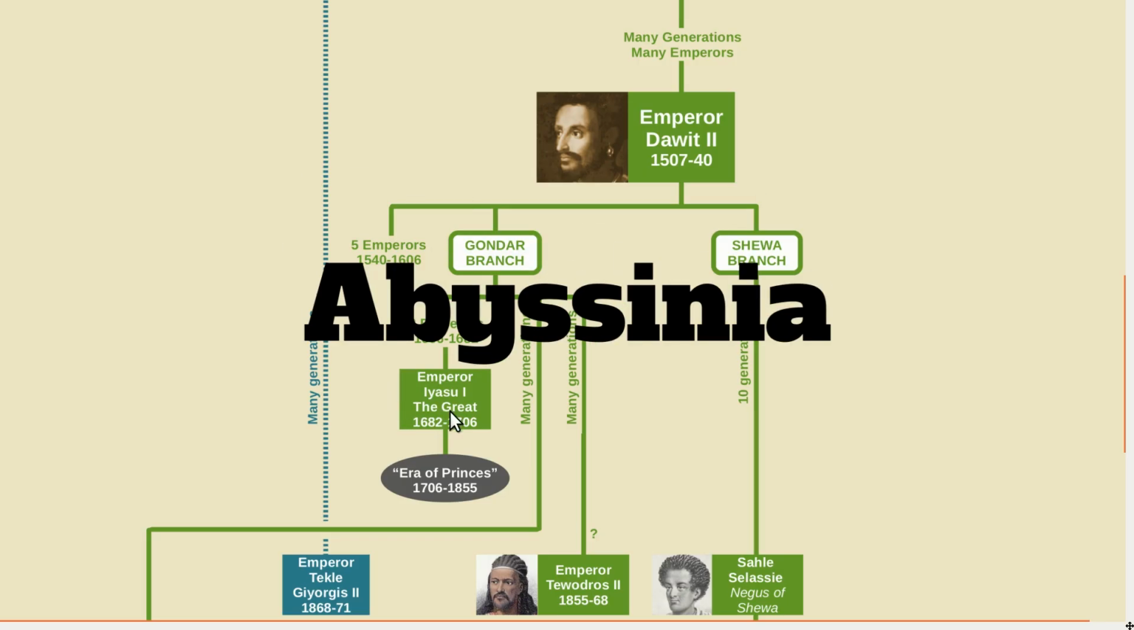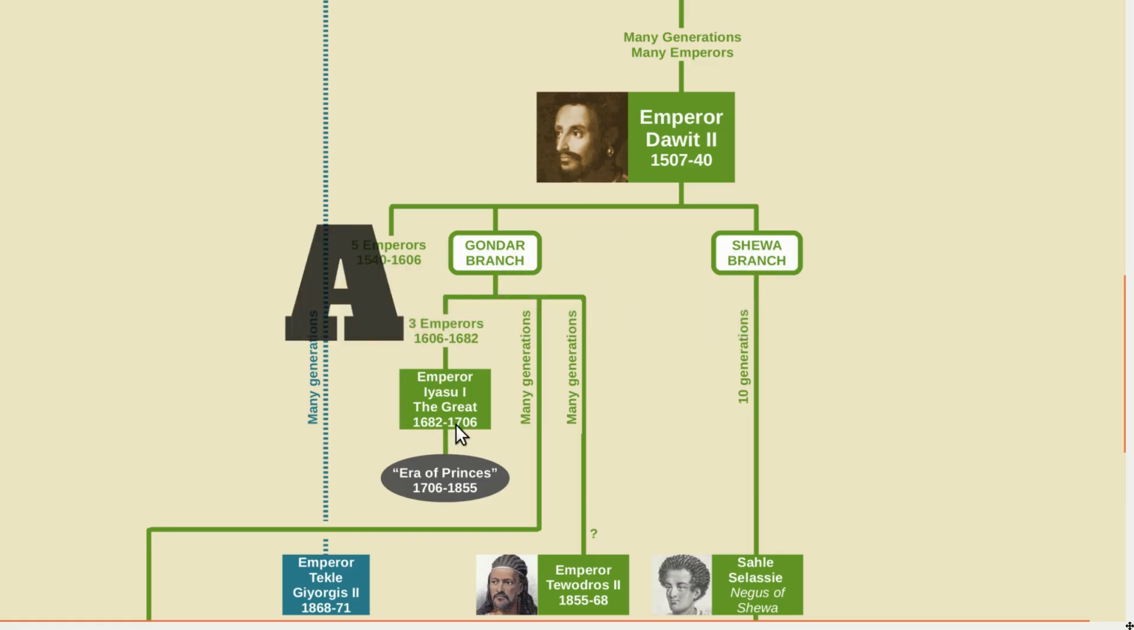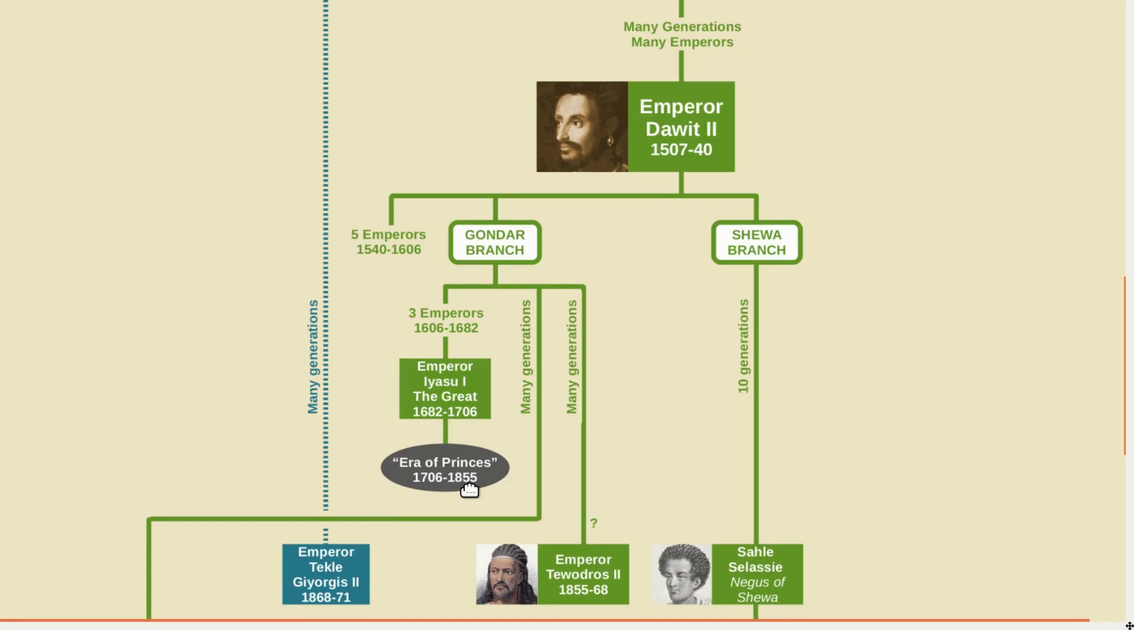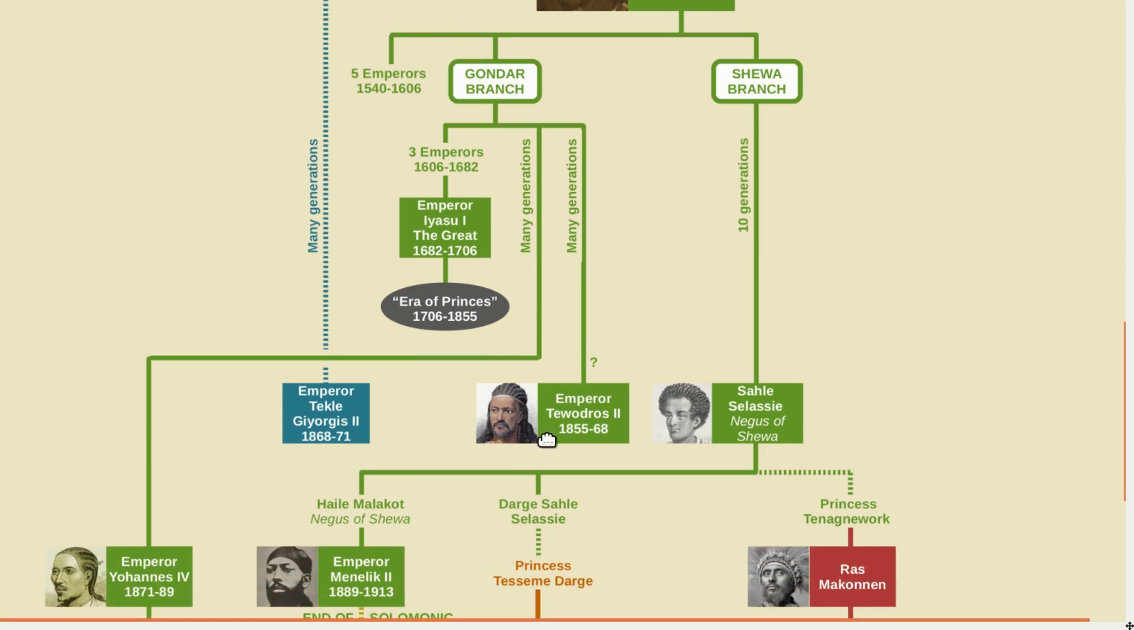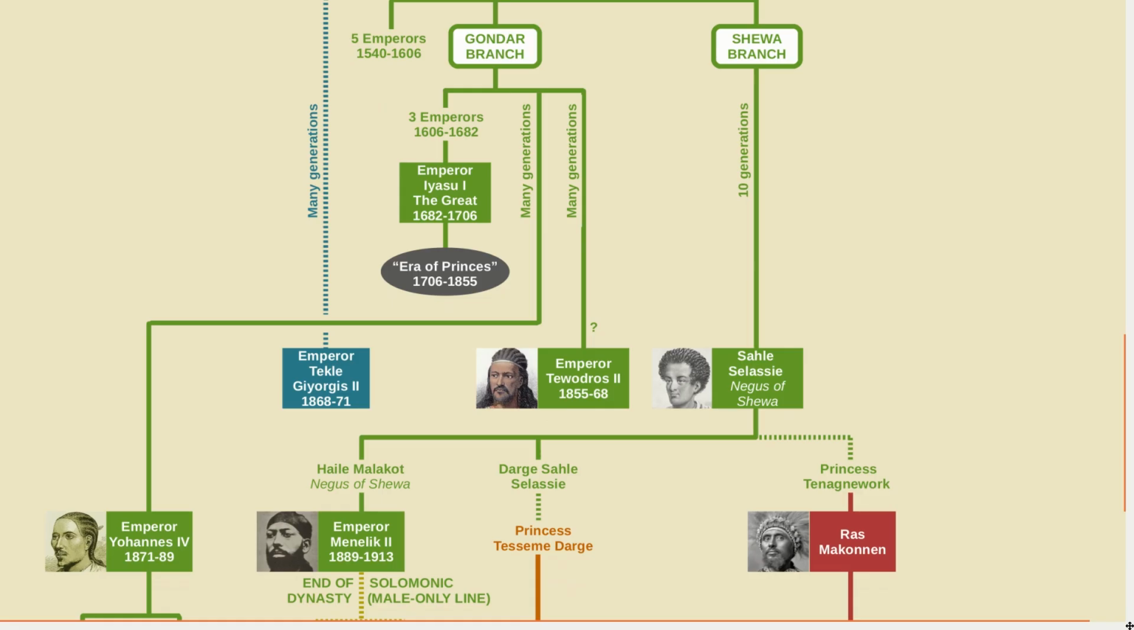Following the abdication of Iyasu the Great in 1706, Ethiopia entered a time known as the Era of Princes, when imperial power declined and most of the country was ruled by local leaders. There were lots of emperors during this time from the Gondar branch, but they were mostly just figureheads. This changed with Emperor Tewodros II. His reign marks the beginning of modern Ethiopian history.